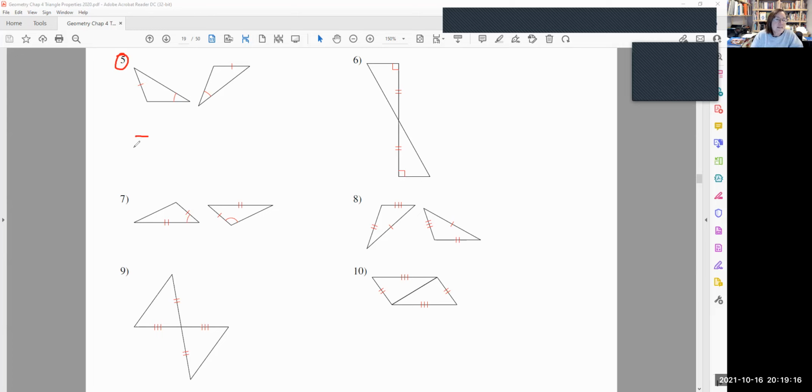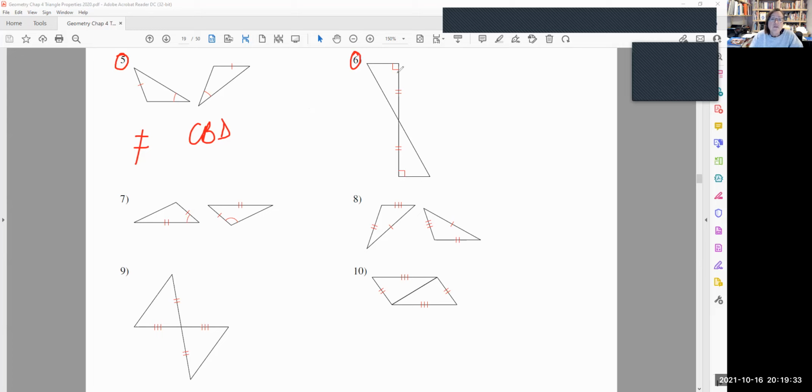So we wouldn't say that they're not congruent. We would just say that it cannot be determined. There just isn't enough information. Okay, so yeah, they look like maybe. Oh, they don't even, maybe, who knows? Who knows, right? Okay, all right. Let's take a look at number 6.